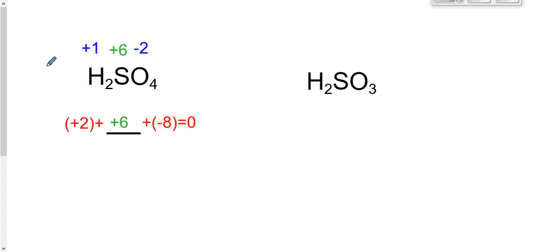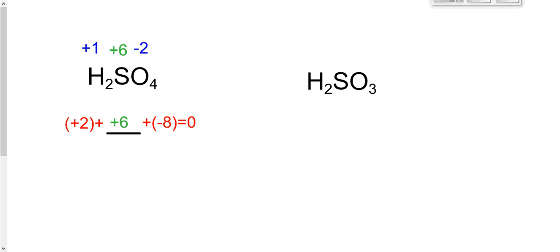Apparently, in sulfuric acid, sulfur takes on a charge of +6. It means that 6 of its electrons are pulled farther away from itself and towards the other atoms in the compound. Now, that doesn't mean sulfur will always have an oxidation number of +6.